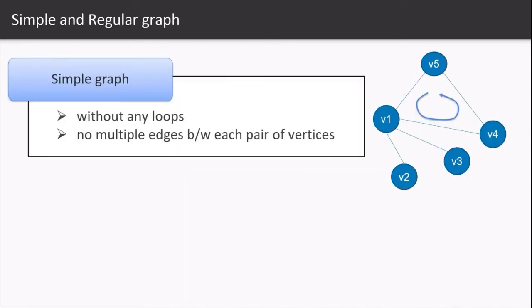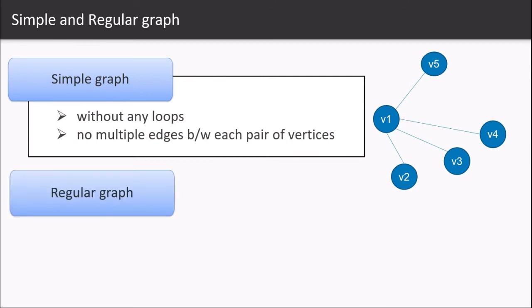A simple graph is the one which has no loops. The graph on the right has a loop from v1, v4, v5 and back to v1. So breaking the loop would result in a simple graph. A simple graph should also have no multiple edges between each pair of vertices.